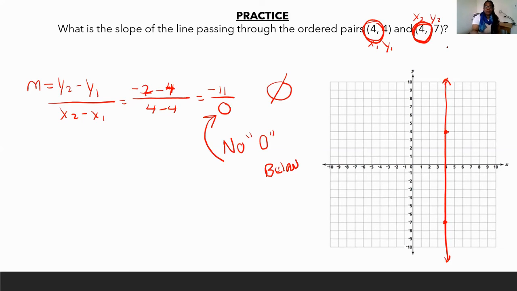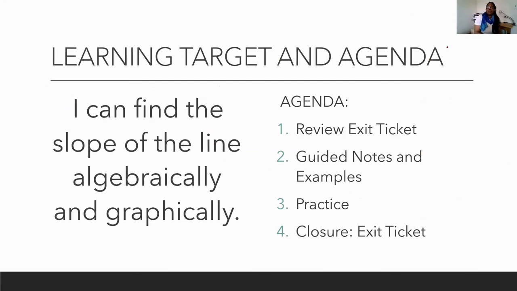All right? So I can find the slope of the line algebraically and graphically. Yes, use your formula. Use your graphs. Plot your points. So you have your horizontal, which is 0 slope, your vertical, which is undefined, you have your positive, and then you have your negative.